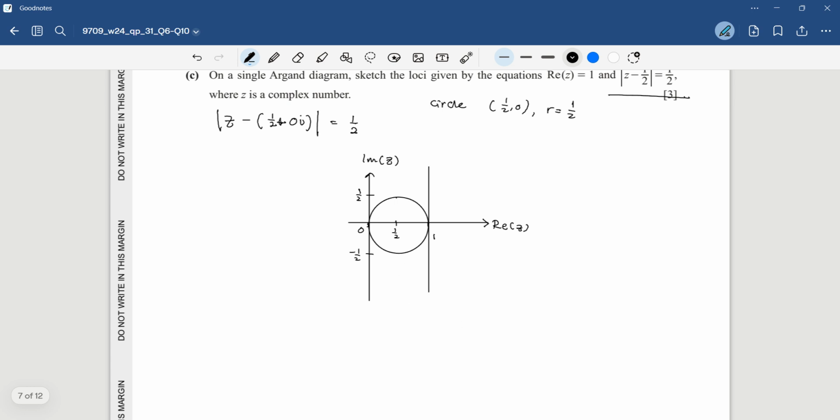So this is the equation. This one will be just a straight line parallel to the y-axis. That's it. And when you do this, please make sure that you use a compass to draw the circle. Don't draw freehand, because if you draw freehand, the radius won't be 1 over 2. So make sure you use the compass to draw the circle.